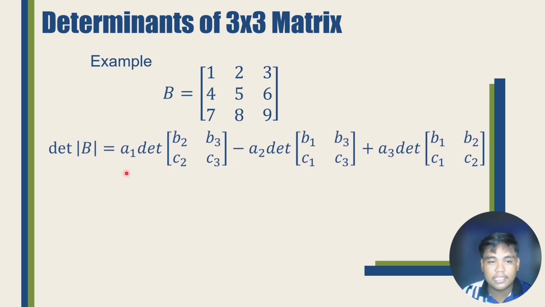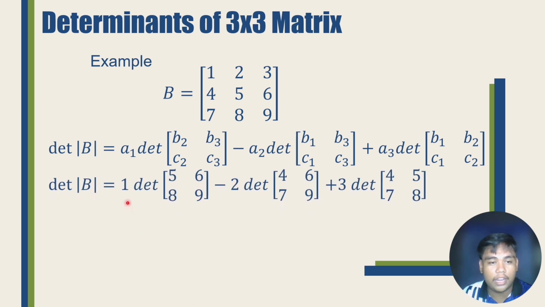So which is this, A sub 1 times the determinant of B sub 2, B sub 3, C sub 2, C sub 3, minus A sub 2 times the determinant of B sub 1, B sub 3, C sub 1, C sub 3, plus A sub 3 times the determinant of B sub 1, B sub 2, C sub 1, and C sub 2. So let's put the value of this.